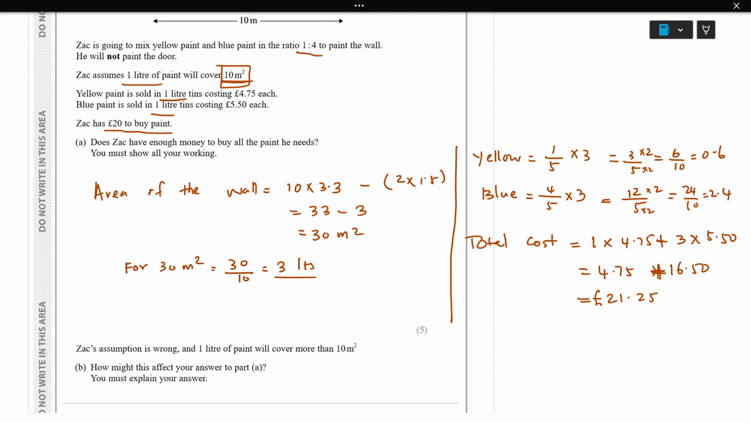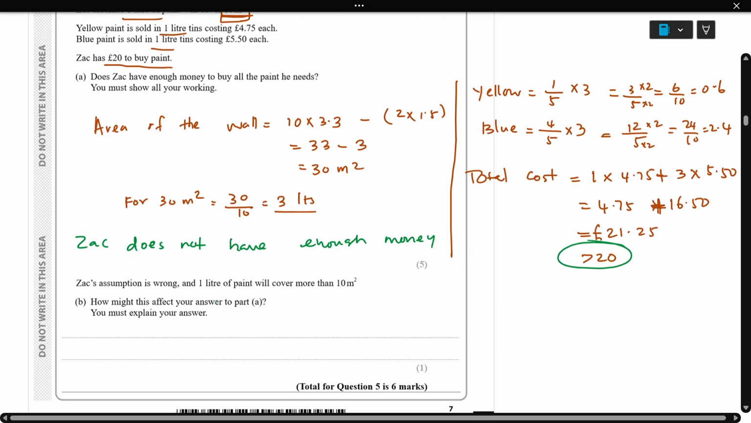But Zach has only 20 to buy, which is less than 21.25, so obviously he cannot buy. So the answer is we need to say he does not have enough money to buy the paint, because it costs more than 21.25, and he has only 20.